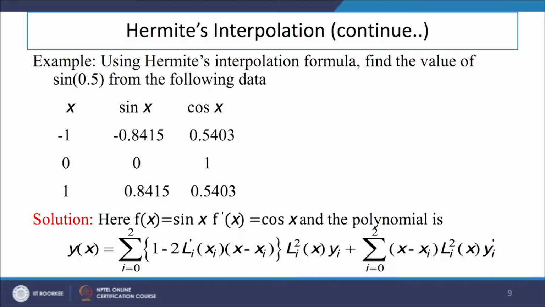Based on this, let us go for a problem. Suppose the question is asked like: using the Hermite interpolation formula, find the value of sine of 0.5 from the following data.